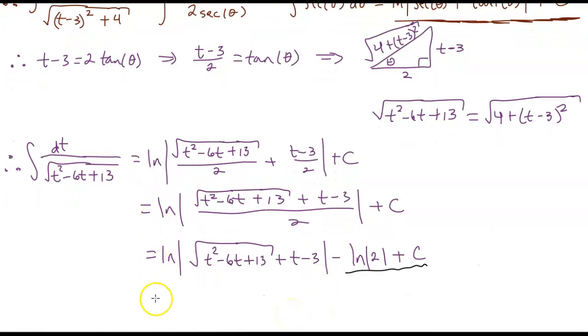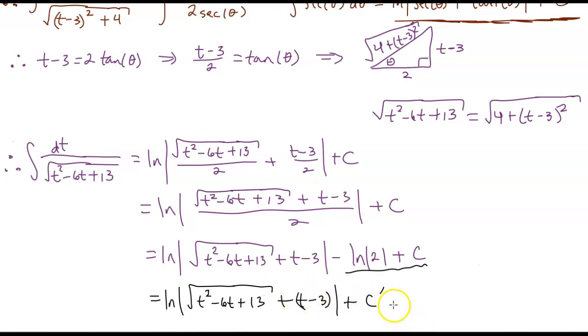So our final answer could be written like this. Pen got away from me there. So square root of t squared minus 6t plus 13 plus t minus 3 there. And then we'll say plus c prime, where c prime is just c minus natural log of 2, basically. Okay. So this would be your most simplified answer to this particular problem.